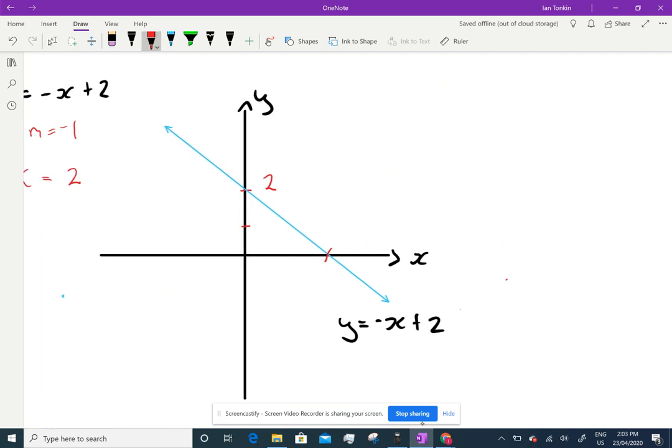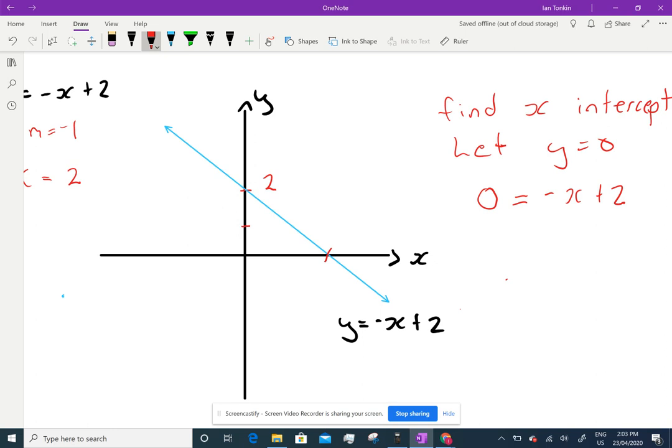Okay, to find the x-intercept, let y equal 0. So 0 equals minus x plus 2. Take the x over the other side, x equals 2. And that makes sense because it's 45 degrees.